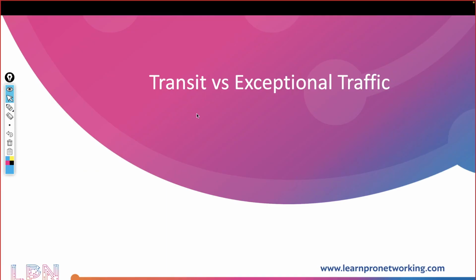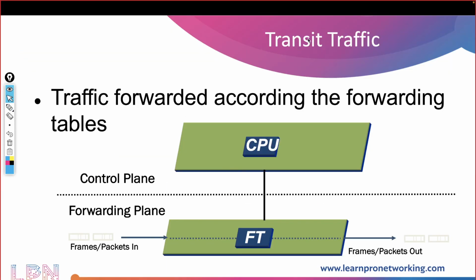Now let's move on to the presentation. So we know what transit traffic is: traffic forwarded according to the forwarding table. Now, where will the forwarding table be? You will have a master copy of the forwarding table on the routing engine or the control plane, and you will also have a local copy of the same forwarding table in every PFE that you have. So the traffic is going to be forwarded according to the forwarding table, and that is called transit traffic, because the traffic is not meant for the device.